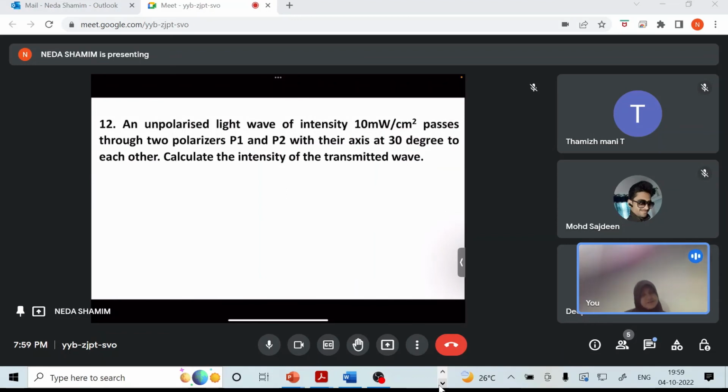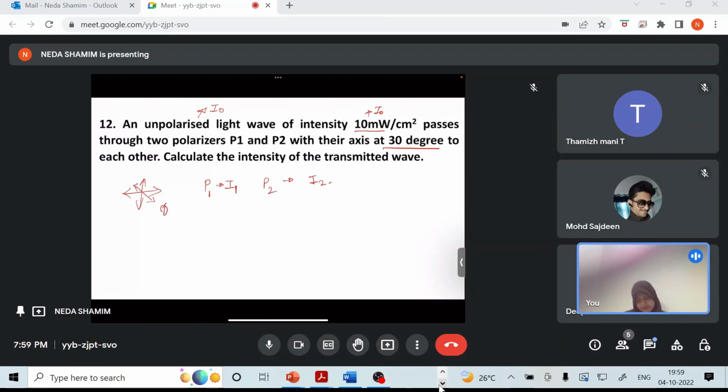So I have an unpolarized light. This unpolarized light has an intensity of I0. Now it is passing through two polarizers. It is passing through P1 and then through P2. After passing through P1, it will get some intensity, say I1. After passing through P2, it will get some intensity, say I2. Now the angle between P1 and P2 is 30 degrees.